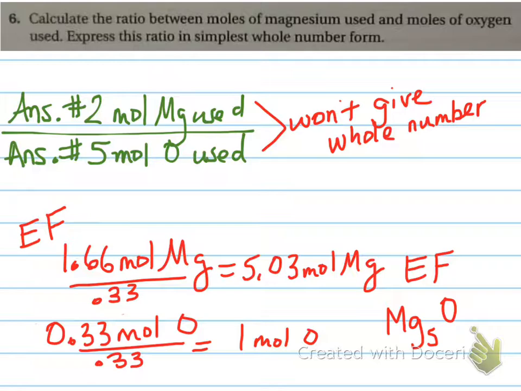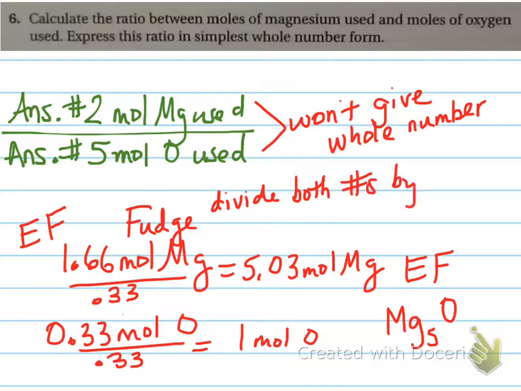So then I would say that my empirical formula was Mg5O. Okay, so what I'm saying here is that you may have to fudge this. If the dividing that I have in green doesn't give you a whole number, you can fudge it by dividing both numbers by the smallest, like you do when you do empirical formula determinations. Okay.